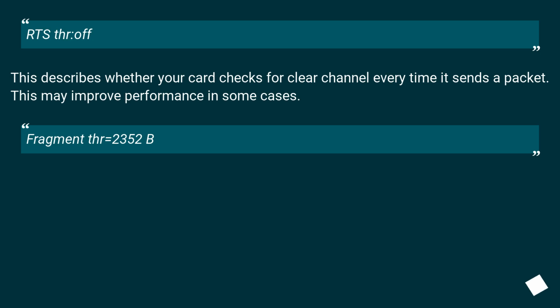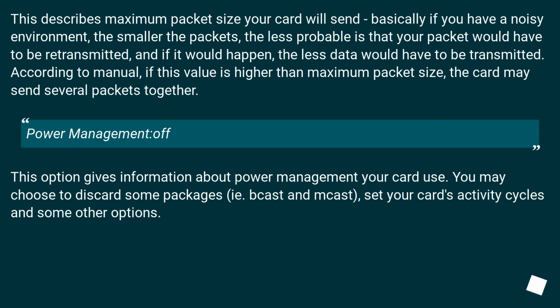Fragment thr equals 2352 B. This describes the maximum packet size your card will send. Basically, if you have a noisy environment, the smaller the packets, the less probable it is that your packet would have to be retransmitted, and if it happened, the less data would have to be transmitted. According to the manual, if this value is higher than the maximum packet size, the card may send several packets together. Power Management: off. This option gives information about the power management your card uses. You may choose to discard some packets, such as broadcast and multicast, set your card's activity cycles, and some other options.